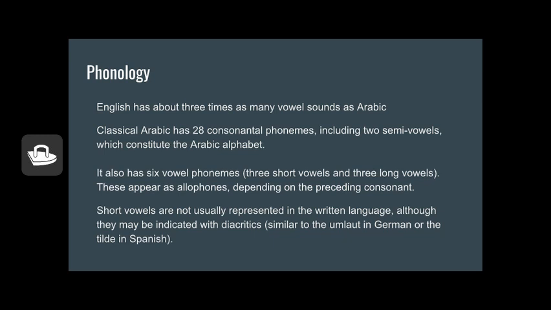So they have 6 vowel phonemes, 3 short and 3 long. We talked about how they do that earlier when we were talking about the morphology. Short vowels are not usually represented in the language. Their diacritics are in there, similar to the umlaut in German and the tilde in Spanish. And that's some basic phonology that we haven't discussed before. And I'm going to move on to the next slide.